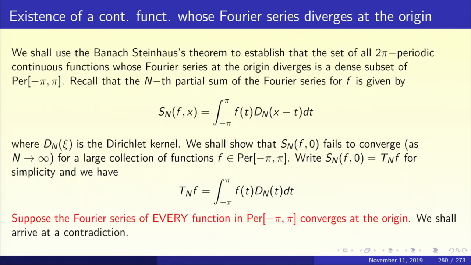Now we shall show that there are continuous functions for which Sn f comma 0 fails to converge as n tends to infinity. Not only for a specific f but for a large class of functions in the periodic space on minus pi to pi. So what is Sn of f comma 0? You have to put x equal to 0 in the integral that you see. Remember that the Dirichlet kernel is an even function. So you can remove the minus sign, and for simplicity let us abbreviate Sn of f comma 0 to be Tn f.